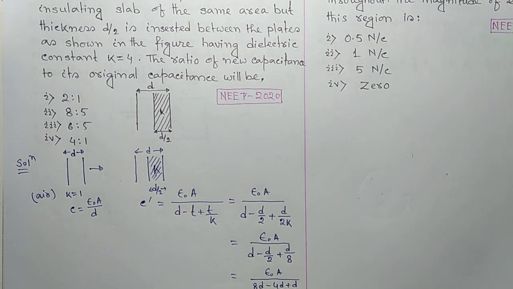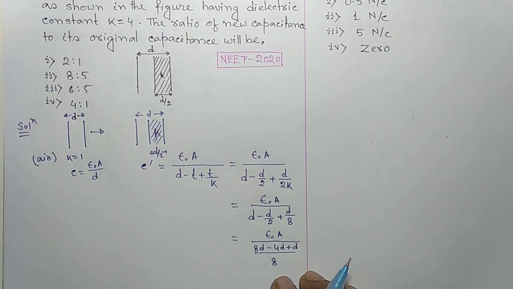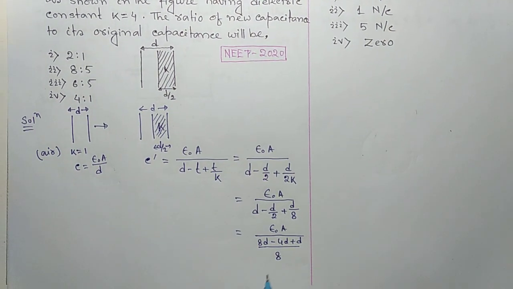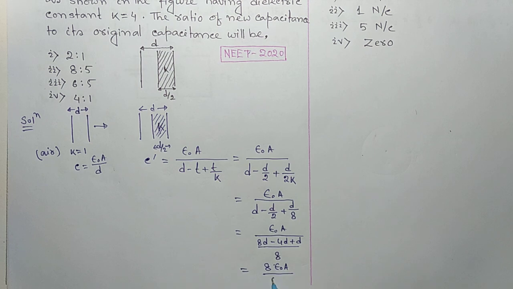So it is equal to 8 epsilon naught A by 8D, this is D, 9D minus 4D, this is 5D.